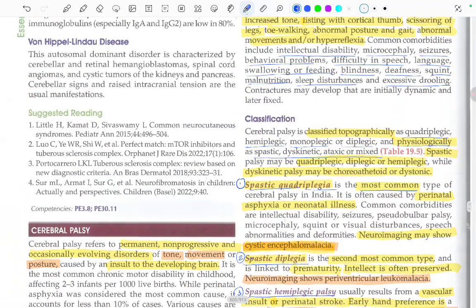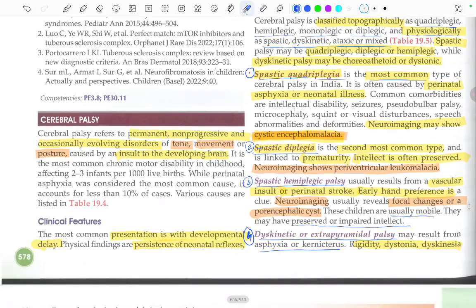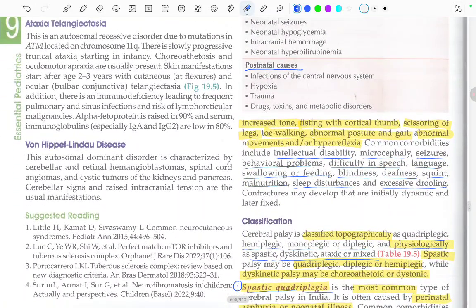Now let's revise everything in short. Cerebral palsy is due to insult to the developing brain, which is a permanent, non-progressive and occasionally evolving disorder of tone, movement or posture. Presentation, we are just going to read the highlighted points. Okay, just follow through. Presentation is with developmental delay and persistence of the neonatal reflexes. There will be increased tone, fisting of the cortical thumb, scissoring and toe walking, abnormal posture and gait, abnormalities of movement or hyperreflexia.